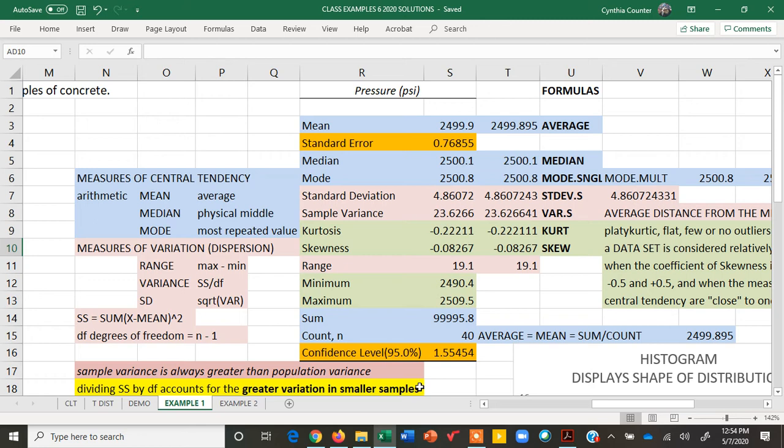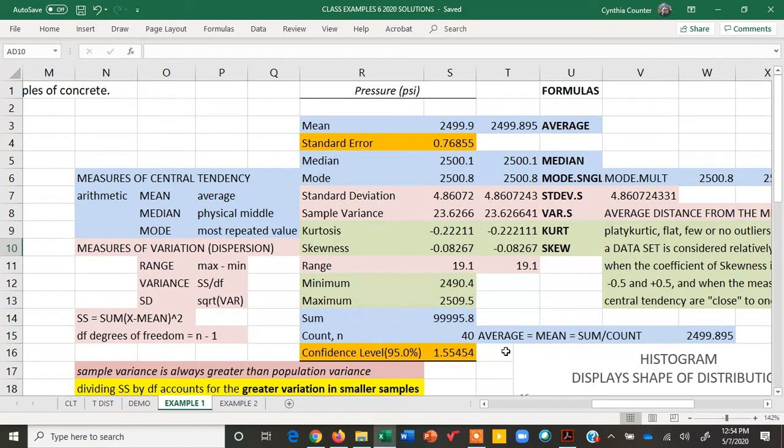In this video, we are going to construct confidence intervals for population means. We're going to start off the quick way by using the confidence level output from the summary statistics output from the Descriptive Statistics tool in the data analysis package.